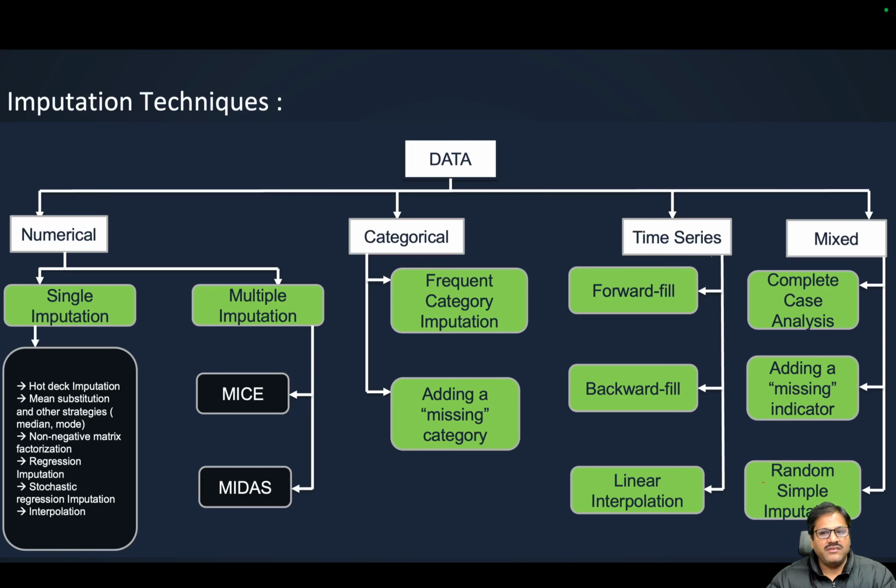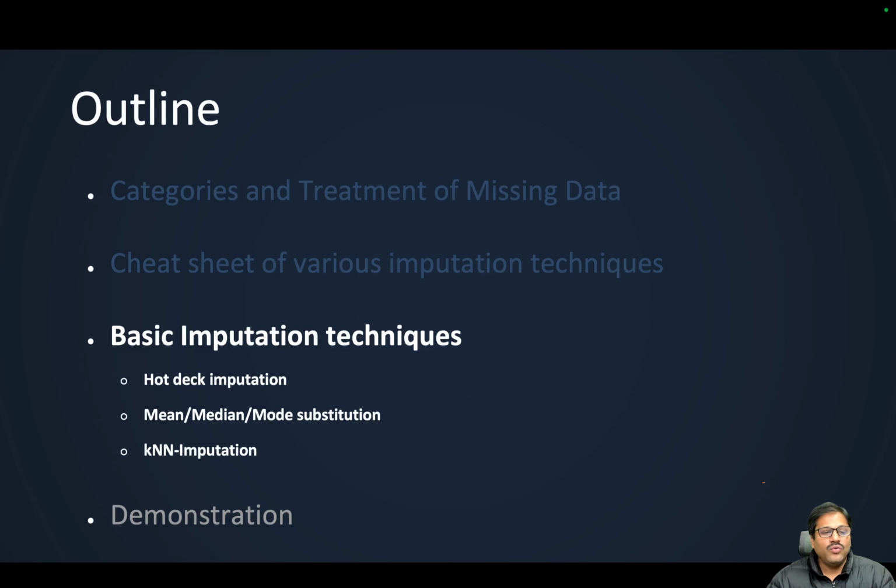When we consider data with numerical values and we are going to perform imputation, then three popular techniques are hard-deck imputation, mean substitution, and kNN imputation. We are now going to look at these three imputation techniques.